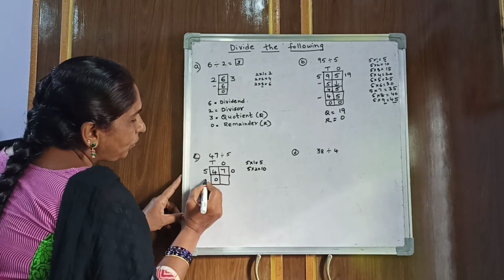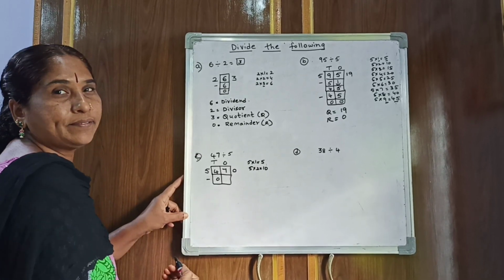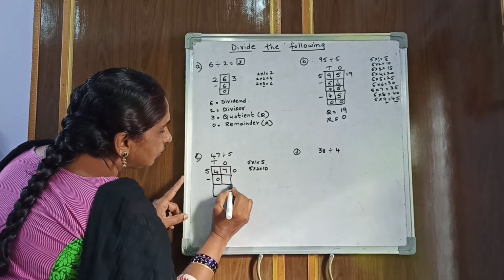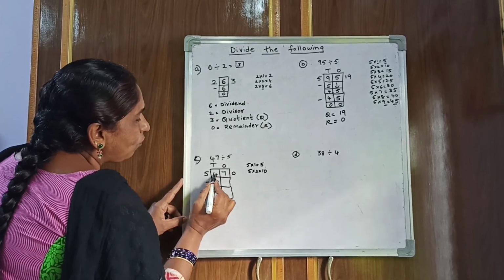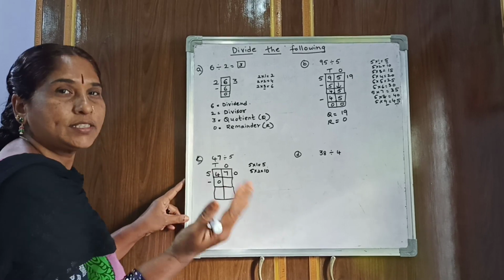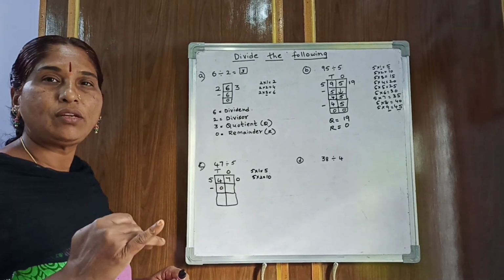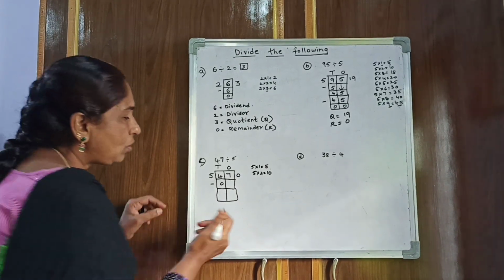Is it clear, children? So here 5 zeros are 0. Then what do you have to do? You have to subtract again. Then 0, after that 1, 2, 3, 4. 4 minus 0, or 0 minus 4, is equal to 4.